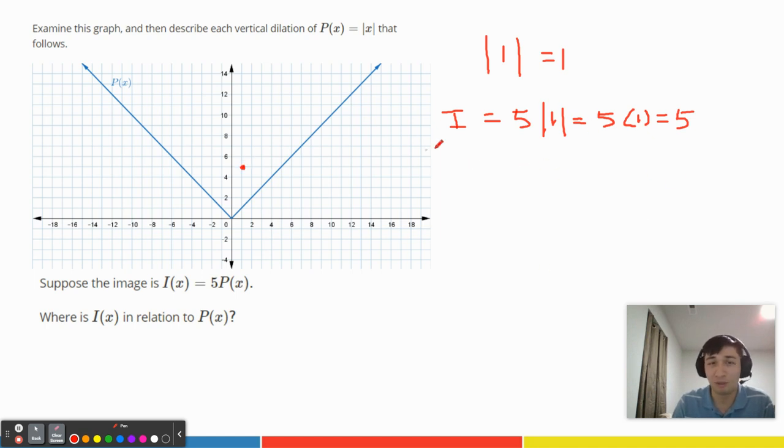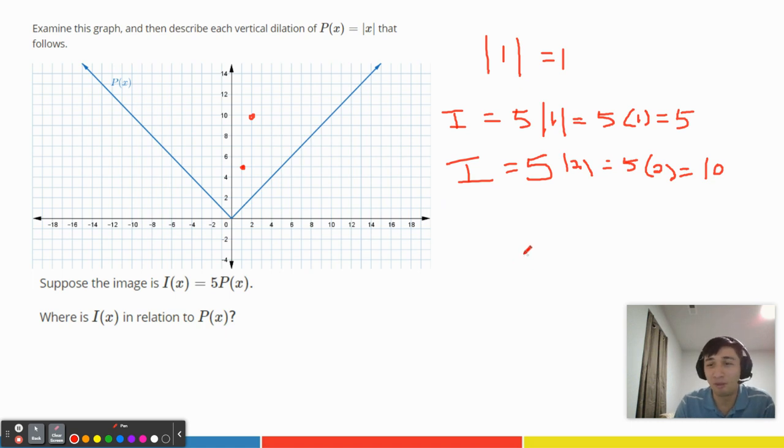So we could just repeat that process, get a couple points in there. So maybe I'll use 2. It's 5 times the absolute value of 2, let's say. That's going to be 5 times 2, and that's just going to be 10. We're going to go to 2, and then we're going to go all the way up here to 10.